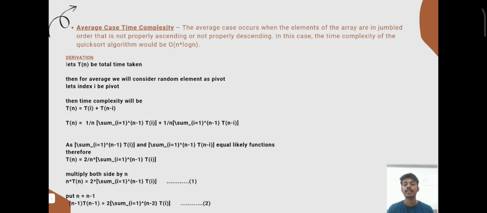Coming to the average case time complexity. The average case occurs when the elements of the array are in jumbled order, that is not properly ascending or not properly descending. In this case, the time complexity of the quicksort algorithm would be O of n log n. As you can see below, there is a derivation for the average case time complexity.